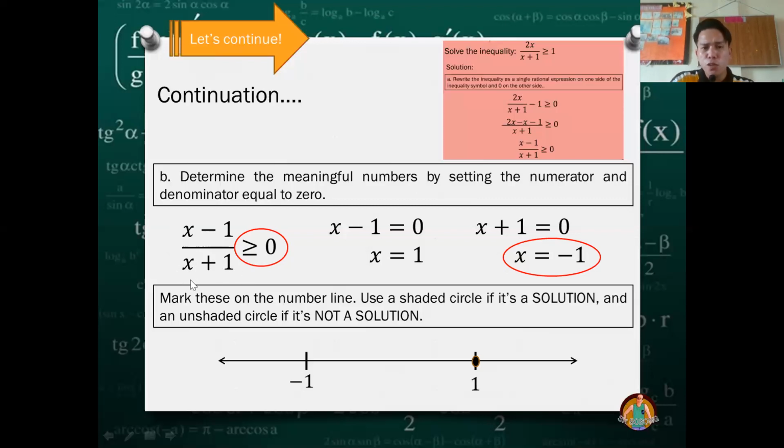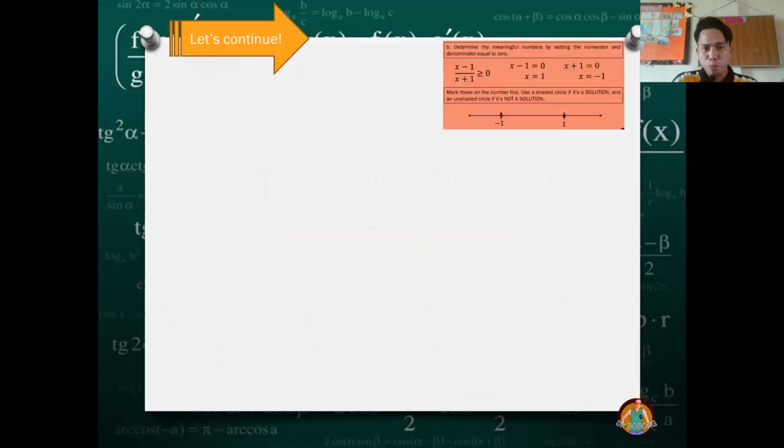So since 0 in denominator natin, it is undefined. Therefore, negative 1 is not part of the solution. So therefore, unshaded circle yung ating negative 1. So ibig sabihin, hindi siya solution. Yan na yung ating number line. Kuha? Sige. Continue tayo for letter C.